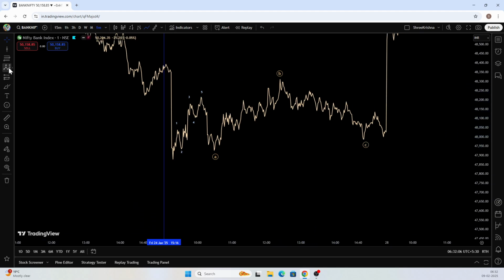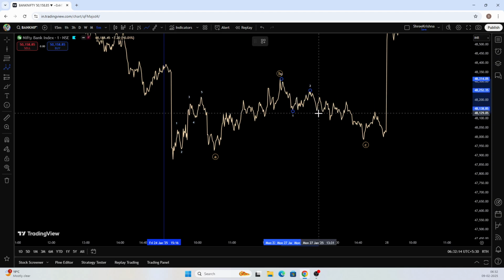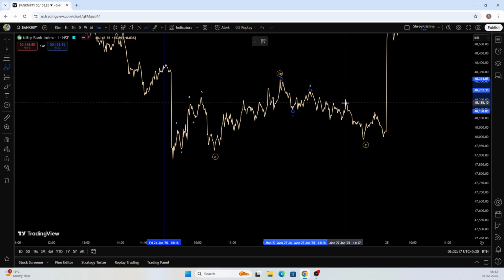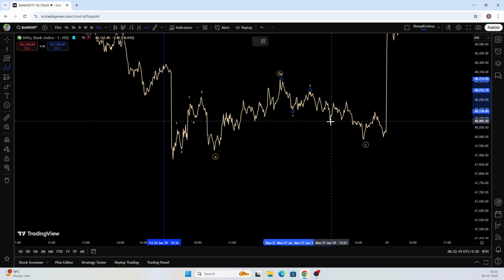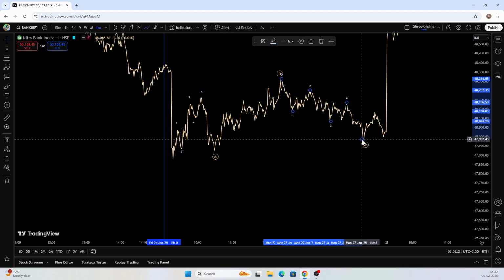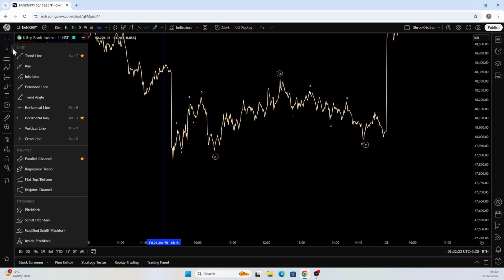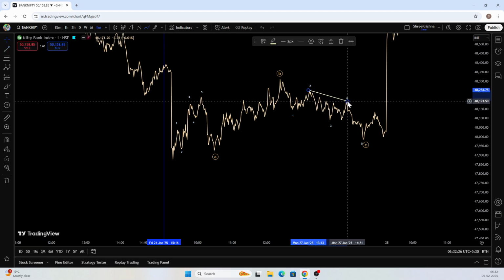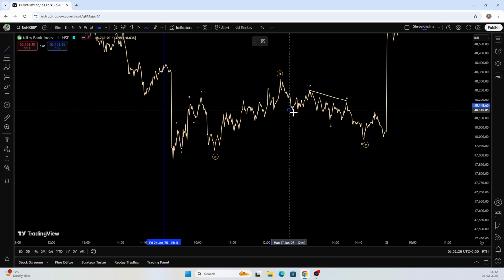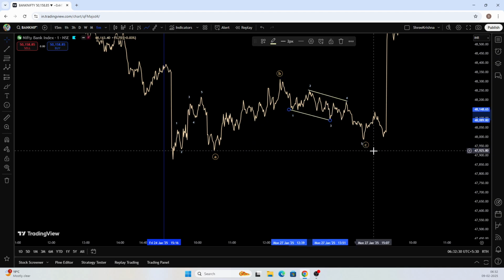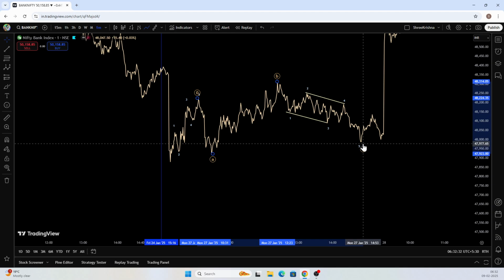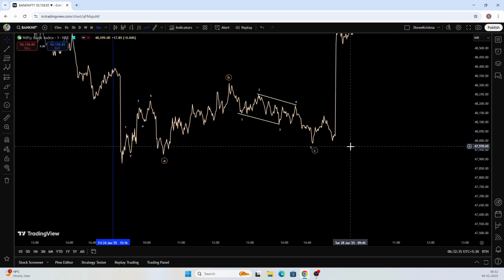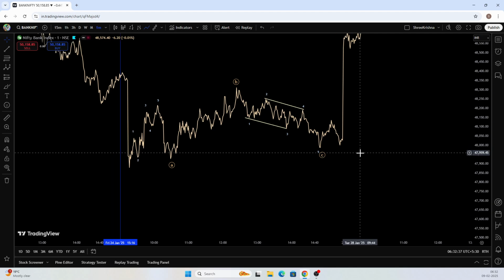Okay, again in the wave C, you can see it is having an expanding 1, 2, 3, 4, and 5. And if you put two trend lines from 2 and 4, you can see it is an expanding ending diagonal here. Okay, now you understand this. It's very simple.